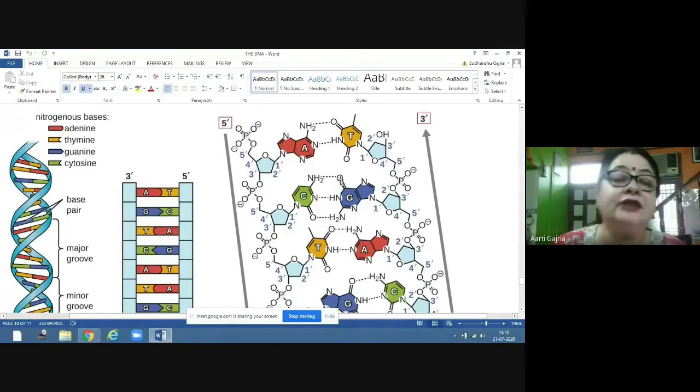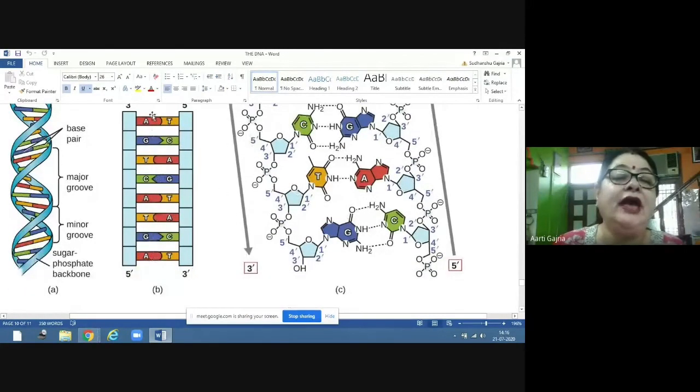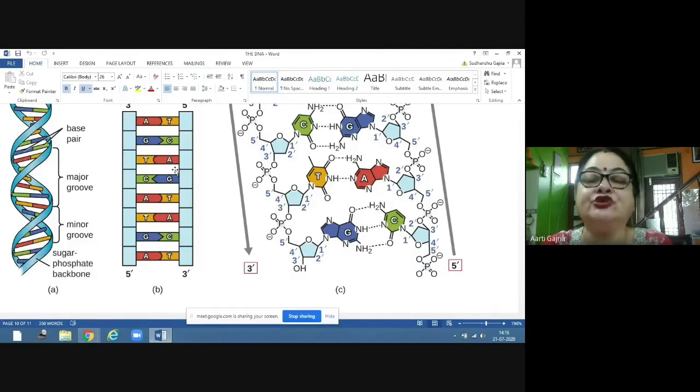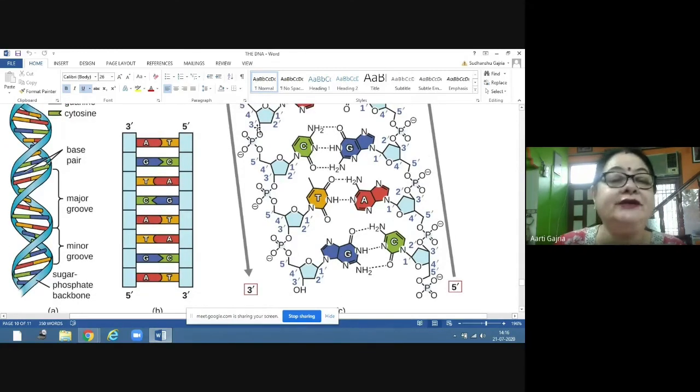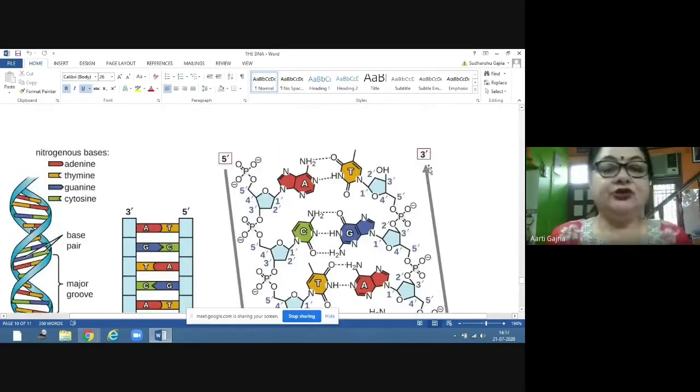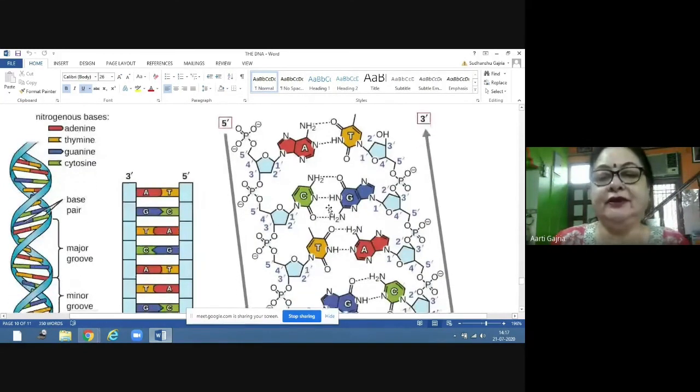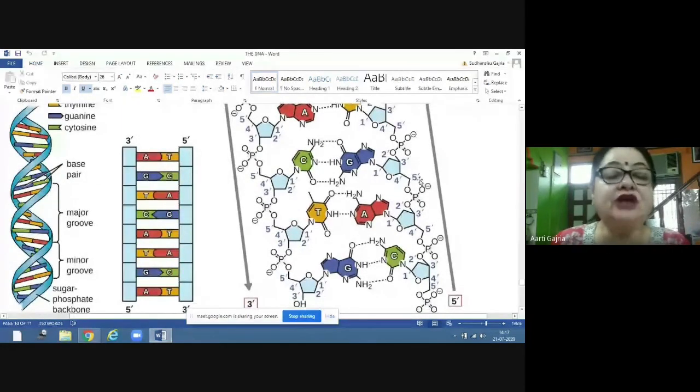Now there is complementary pairing. Everywhere you will see A will pair with T, T will pair with A, G will pair with C and C will pair with G. So this is called complementary base pairing, because it is always one purine nitrogenous base with another pyrimidine nitrogenous base, and it is very particular that adenine will always pair with thymine. So this is about the structure of the DNA.